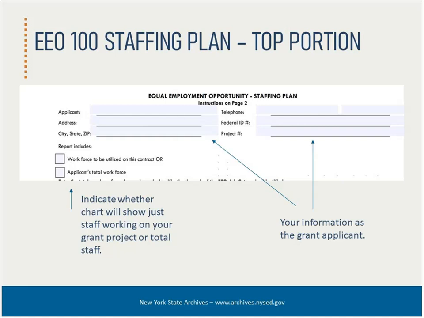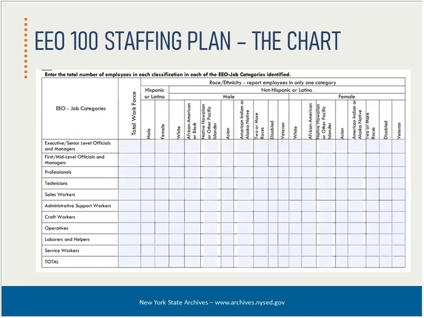Now let's look at the bottom half of the form, the chart. The left column of the chart has a list of EEO job categories. Find each category that is appropriate to either your project workforce or your total workforce. Then fill in figures for each of the appropriate columns to the right, including the total workforce for each job category. The columns to the right take into account race and ethnicity. Note that there are separate segments for male and female under the non-Hispanic or Latino headings. Be sure to include totals at the bottom of each of the appropriate columns. When done, be sure to complete the very bottom lines of the form for the signature or name of preparer, date, and telephone or email contact information.